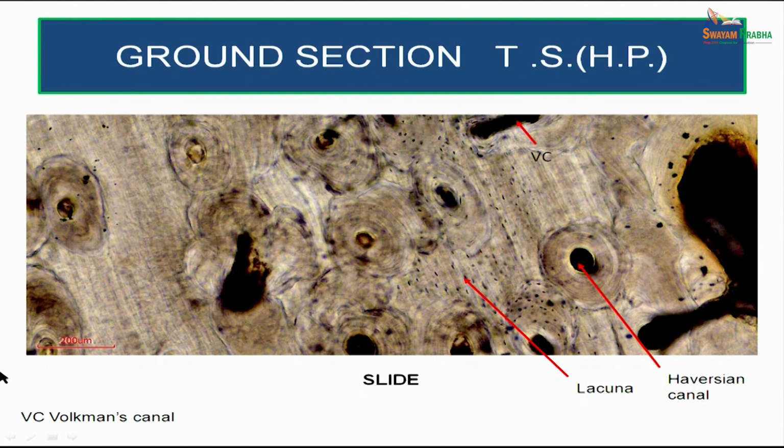The same section, ground section, transverse section of bone under high power. Now, the features become even more clear. We are able to immediately appreciate the central Haversian canals here. We can appreciate even the small spaces called the lacunae. We can also see the Volkmann's canal. We can see the Volkmann's canal connecting two Haversian systems or two osteons.